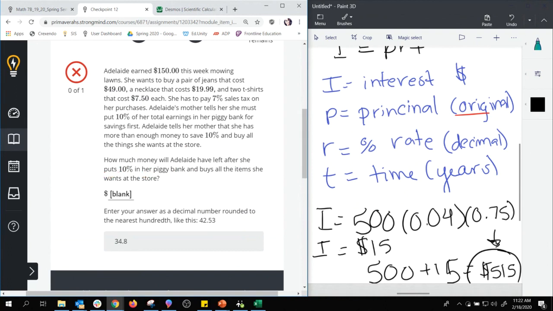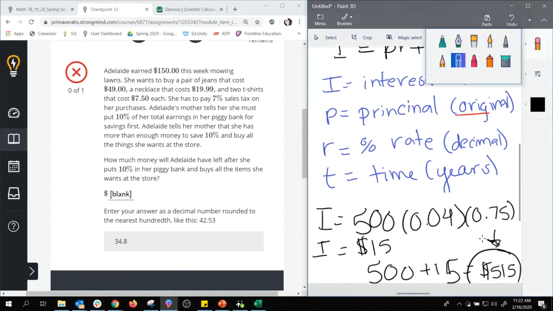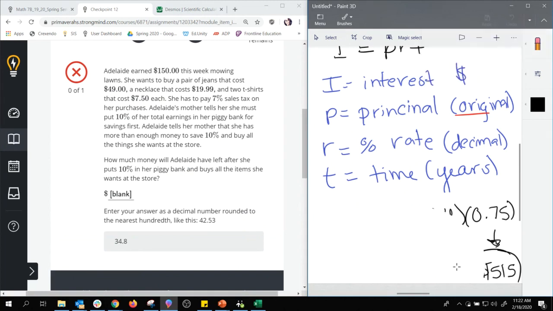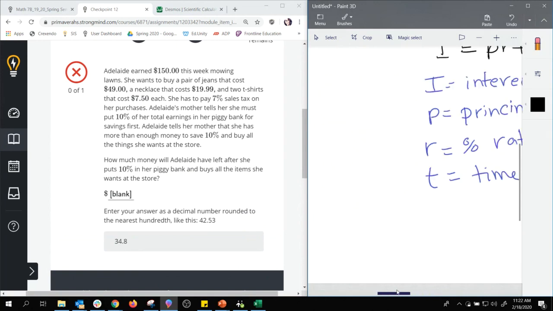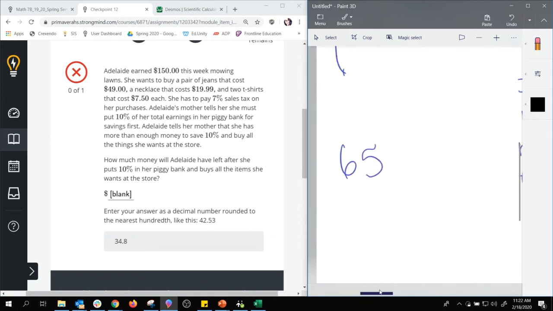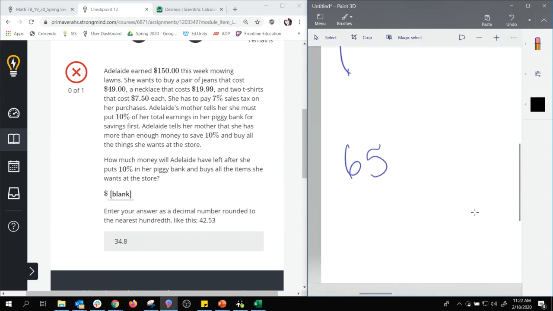Oh, all right. So there's a lot of things going on in this problem. So before Adelaide can buy all the stuff she wants at the store, what does she need to do first? What does her mom say she needs to do first?